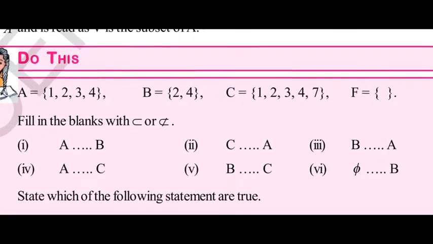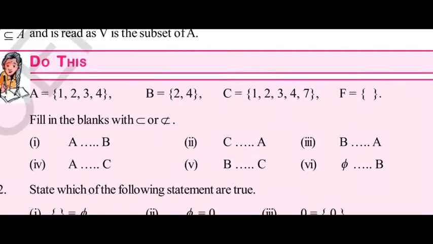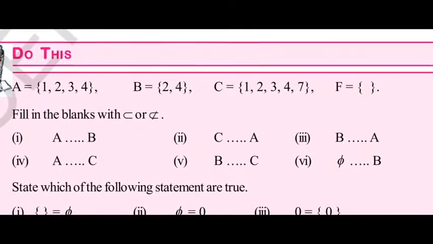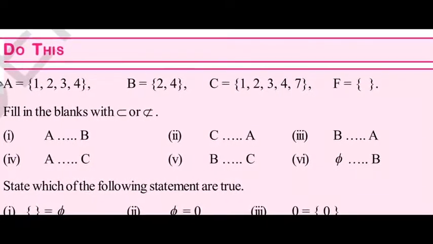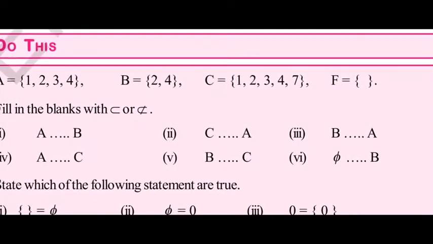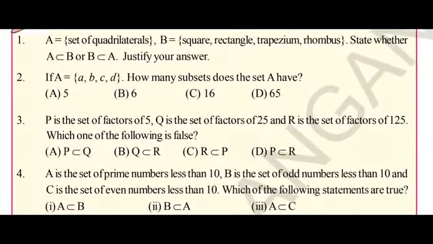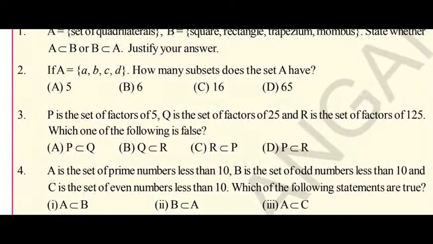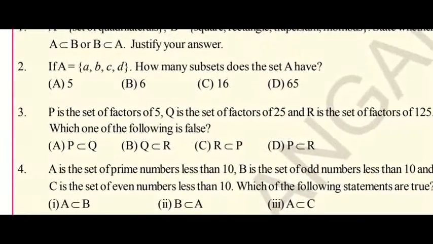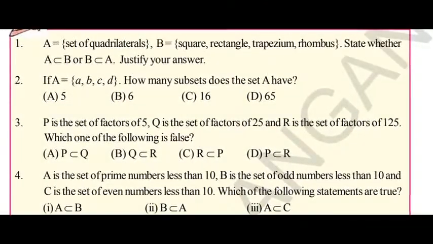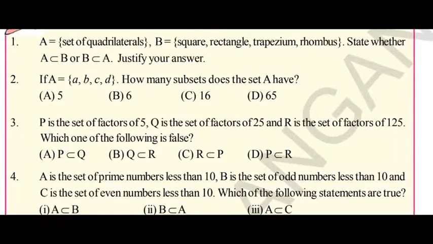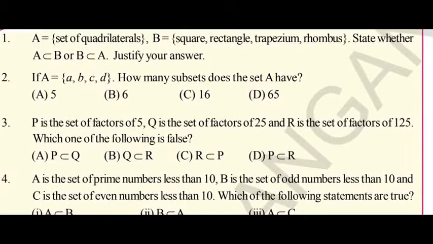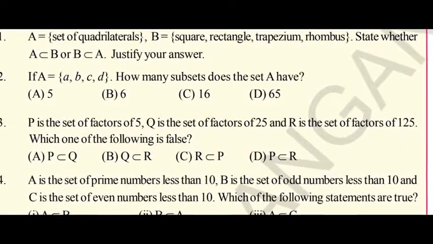Second one, state the following as true or false. The first one is true, as both are empty set symbols. The second one is false. First one, A is the set of quadrilaterals. B is square, rectangle, trapezium, rhombus. So which is true? B is a subset of A, because all the elements in B are elements in A, but all the elements in A are not in B. For example, a parallelogram is not in B.